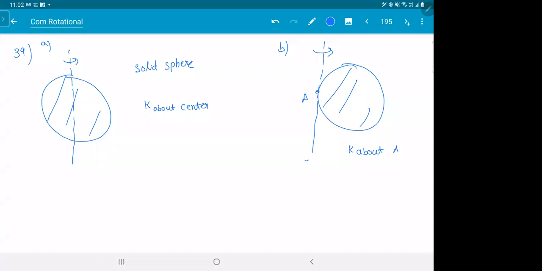It is not always about the center of mass. We have a solid sphere, mass and radius are given. Find the radius of gyration about the center of mass through the diameter. Find the radius of gyration about the tangent.